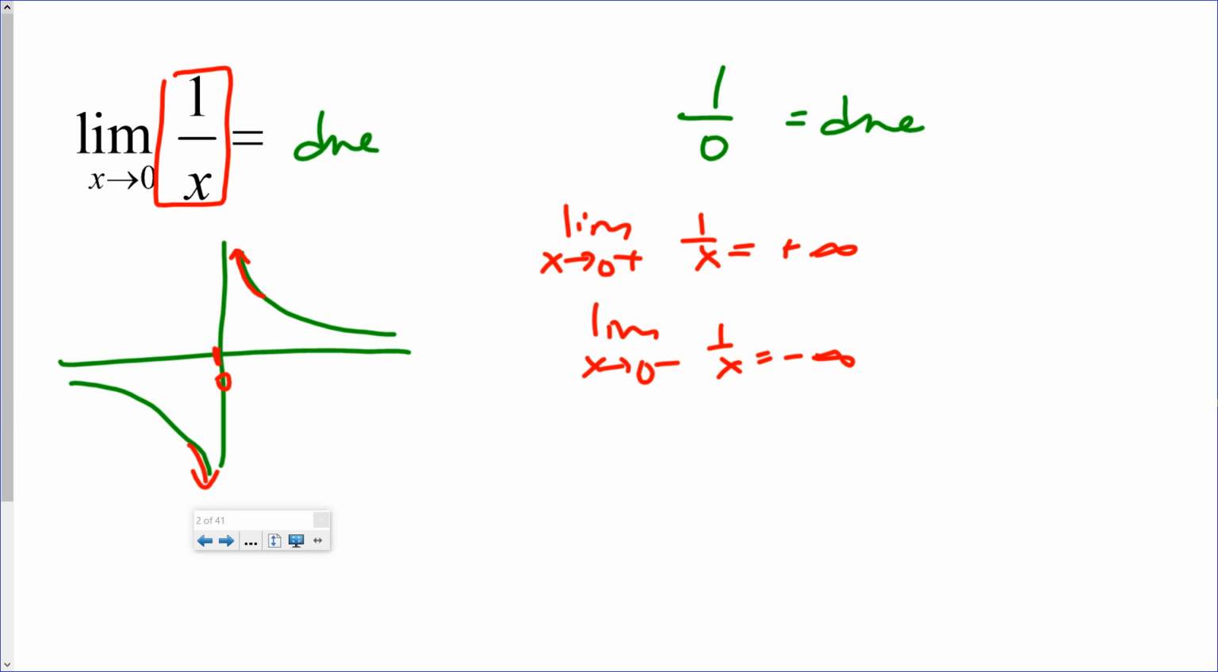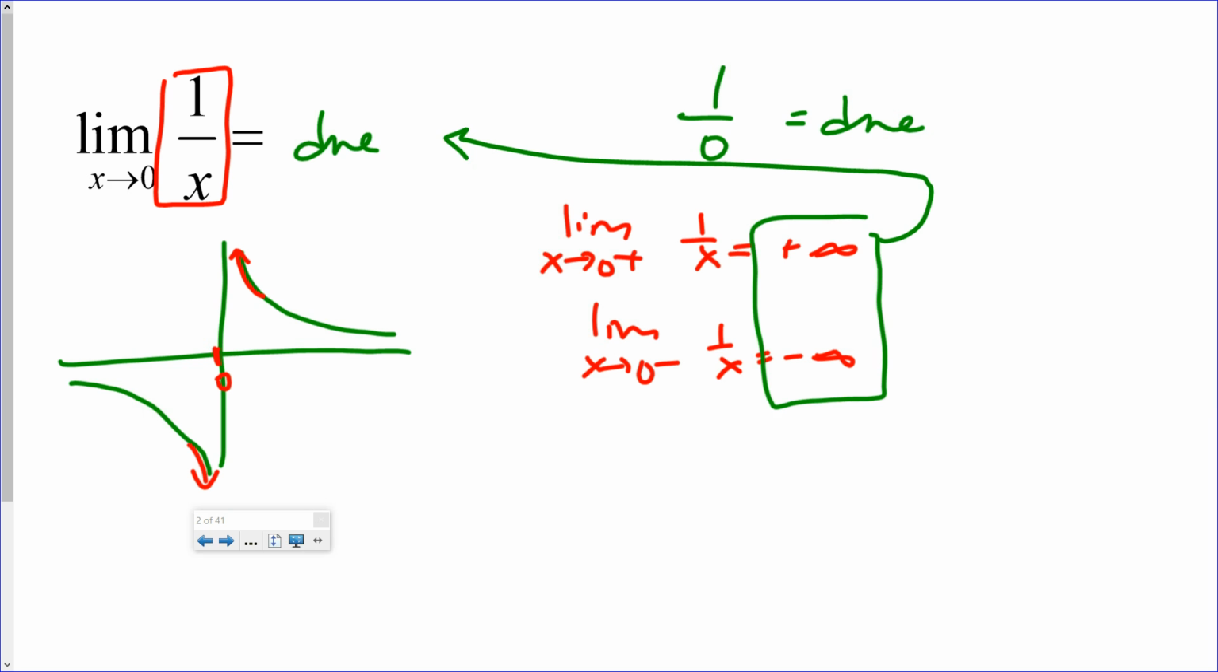And remember what we talked about? If these two are not the same, then your answer is DNE, okay? But you could be a little bit more accurate about it if you wanted to. You could say the limit from the left and the limit from the right, okay? All right, it turns out whenever you have a problem like this, the answer is going to be positive infinity, negative infinity, or DNE.